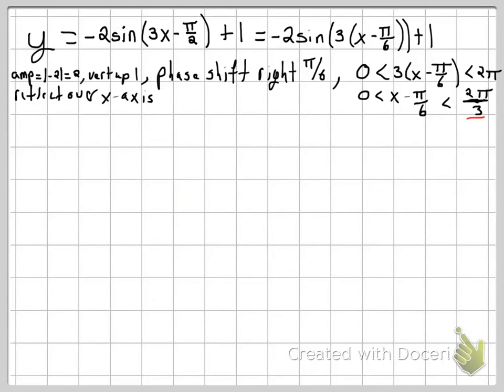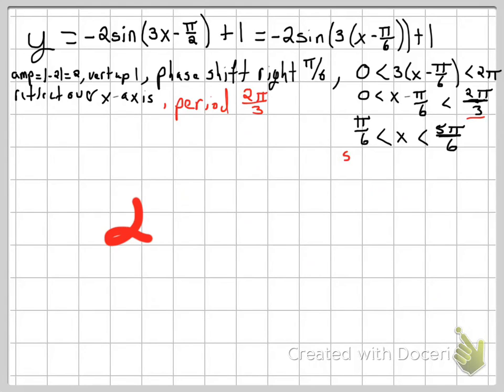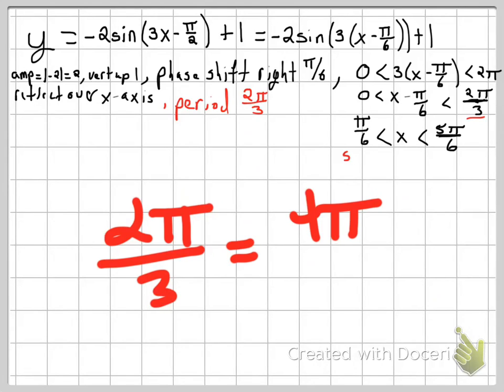Then I'm going to add pi over 6 to all 3 sides of the inequality. First I'm going to mention that my period is 2 pi over 3. When I add pi over 6 to 0, I get pi over 6, x in the middle, and 5 pi over 6. I had to find a common denominator. 2 pi over 3 is the same thing as 4 pi over 6, and when I add another pi over 6, that's where I get that 5 pi over 6.